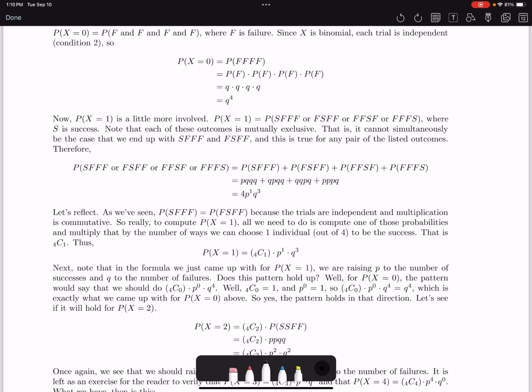Now, note that each of those outcomes are mutually exclusive. In other words, if you had success first and then 3 failures, it cannot simultaneously be the case that you got a failure first and then a success and then 2 more failures. It's just not possible. Those outcomes are mutually exclusive. So each of these ors turns into a plus sign.